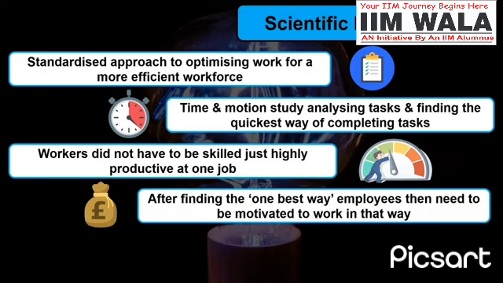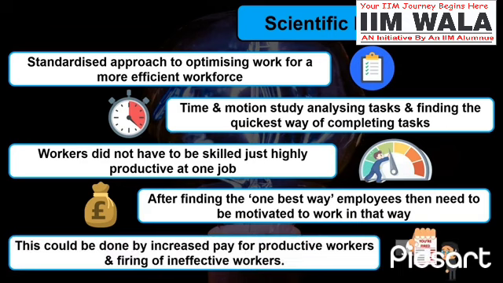However, after finding the one best way, employees needed to then be motivated to work productively in that one best way. Taylor believed that there was only one real way to motivate employees to be the most efficient and productive as possible, and that was through pay. He believed that employees should be rewarded according to their productivity via pay. The more productive you were, the more pay you received.